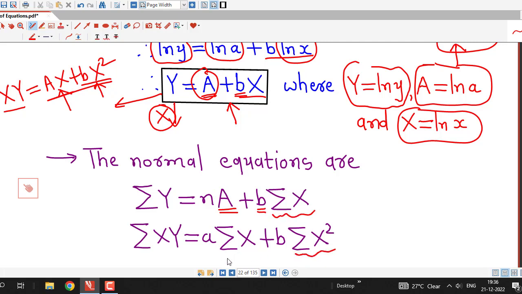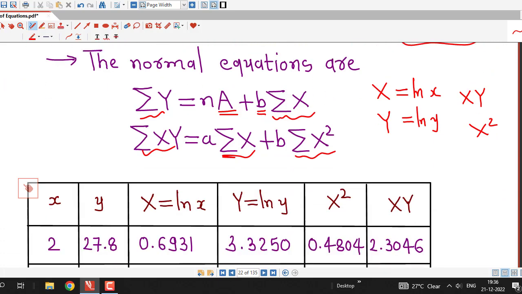To solve these normal equations for capital A and small b, we have to first decide all these quantities. So we have to prepare the table. We will require capital X and capital Y, that is we have to take natural logarithms of given values of x and y. Then we will require XY and X square. So I have prepared that table accordingly here.